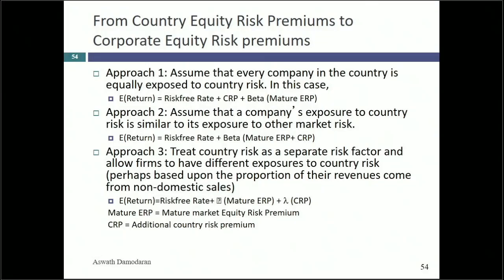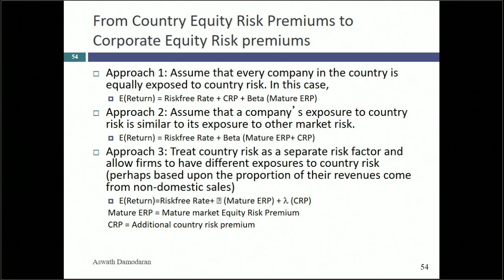Any other questions on the country risk? Okay. So let's talk about how we go from this assessment of country risk to a company's exposure to country risk. Here are the three choices you face. One, you take a risk-free rate, add the country risk premium as a constant to the company, and then add beta times the traditional equity risk premium. So basically country risk premium is a fixed number.